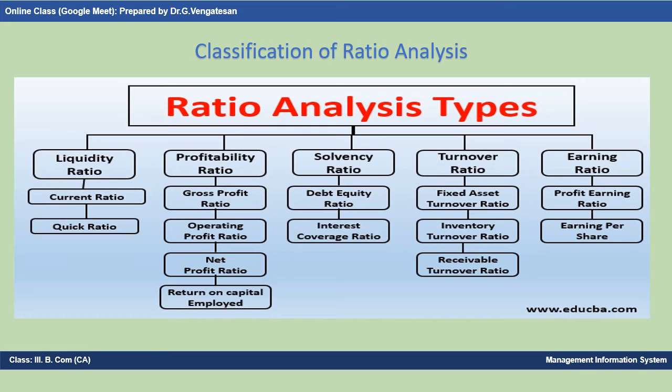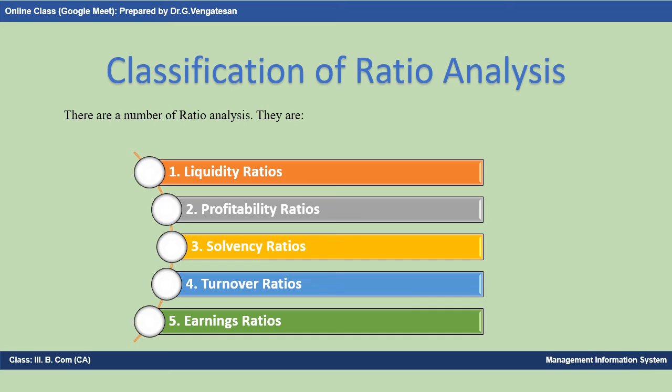Now we discuss the main core classifications of ratio analysis. Number one, liquidity ratio. Second, profitability ratio. Third, solvency ratio. Fourth, turnover ratio. And finally, fifth, earning ratio.